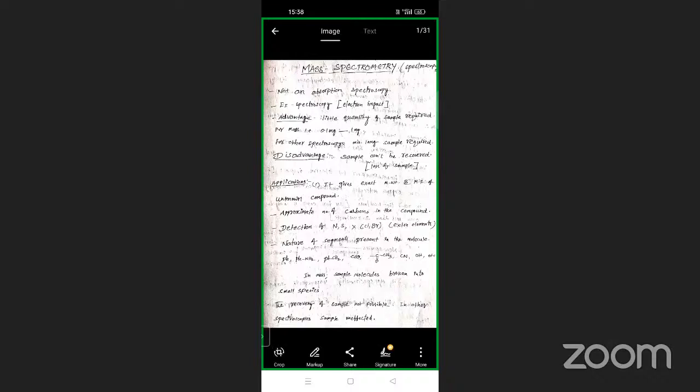And some fragments will be known by this mass spectrometry, like phenyl, benzaldehyde, acetyl, nitrile, and hydroxy. These fragments will be known because you will get some characteristic signals for these fragments.